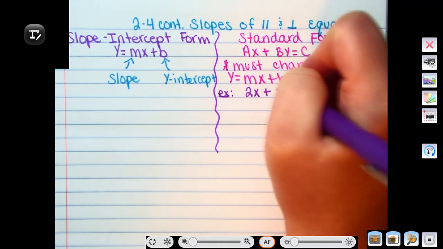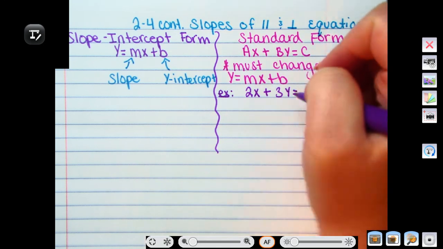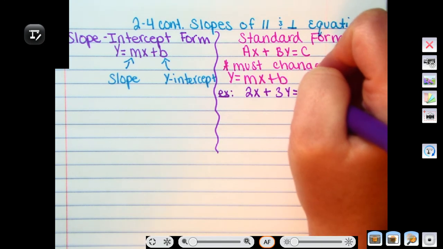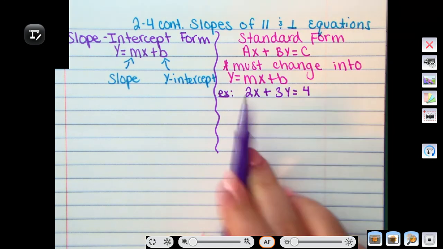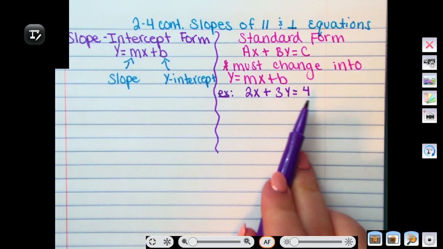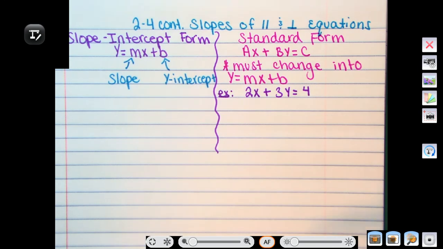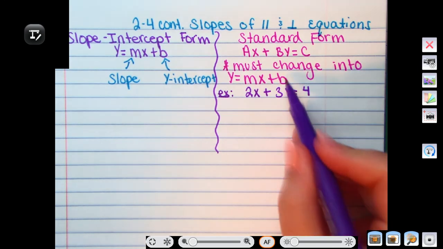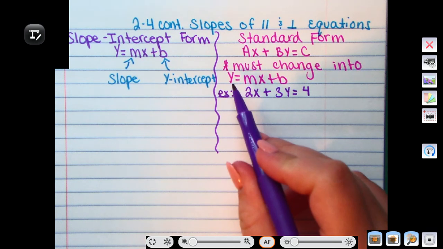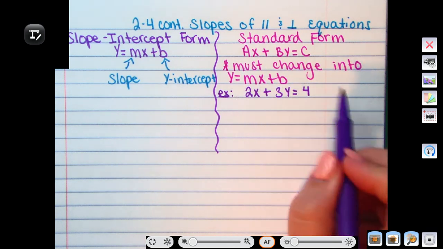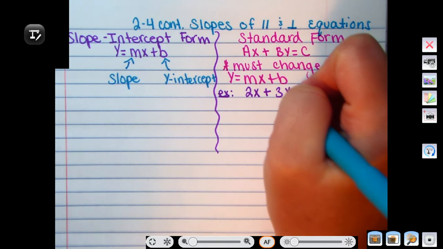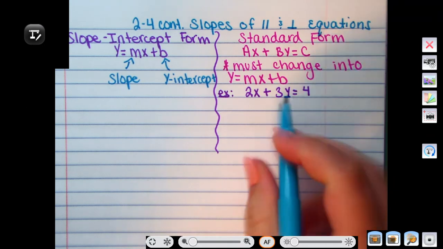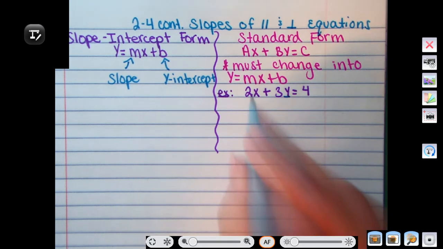Here's an example of standard form. Okay, so that's standard form. I have my A is 2, my B is 3, and my C is 4. So I want this to look like that. I want y to be by itself, and I want the x term to be over on the other side. So I have to do some rearranging. I'm rearranging this the same way I solve equations. This y needs to be alone, so all of this stuff needs to go away.